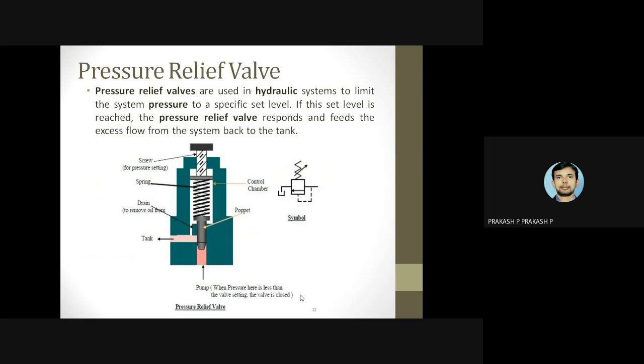With the help of the adjustment screw, we can rotate clockwise or anti-clockwise. You can see there is a pump at the bottom and a reservoir at the bottom. With the help of the pump, we pump the oil to the pressure relief valve. Whenever the system has excess pressure, the poppet automatically moves upward, and the excess oil in the system is stored into the tank. This is the pressure relief valve.